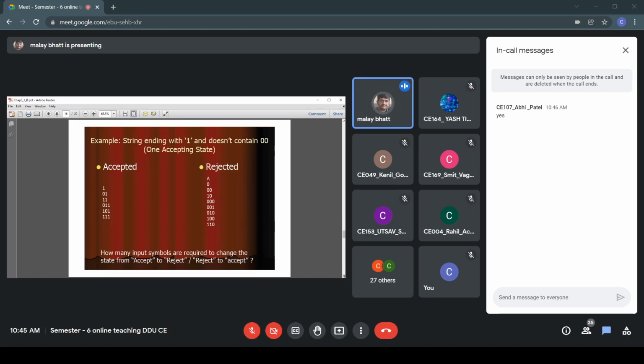Now if you observe, there is one more criterion over here: it does not contain 0 0. That means if you find 0 0, then whatever pattern we are getting after 0 0 will never be accepted, right? Because 0 0 should not be there. So after 0 0, if I get 0 or 1, anything after 0 0, it should not be accepted. Any pattern after 0 0 will be rejected because it contains the string 0 0.